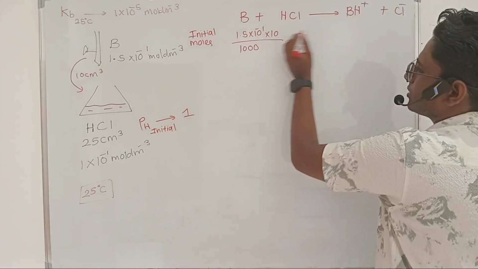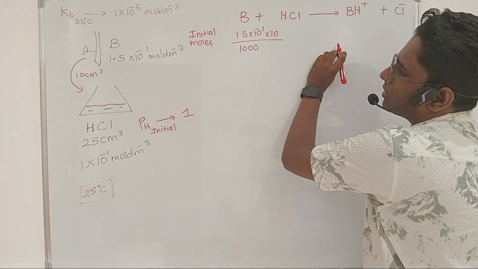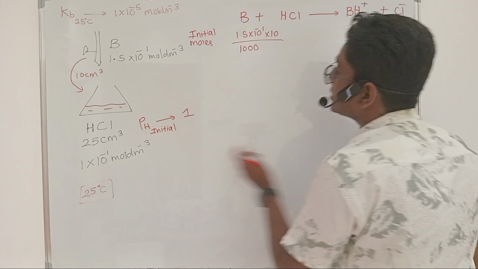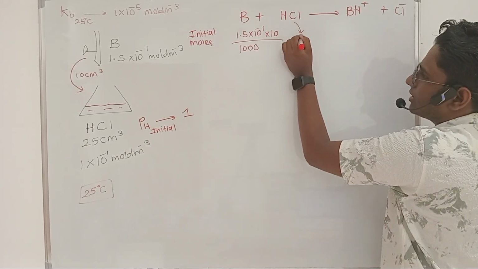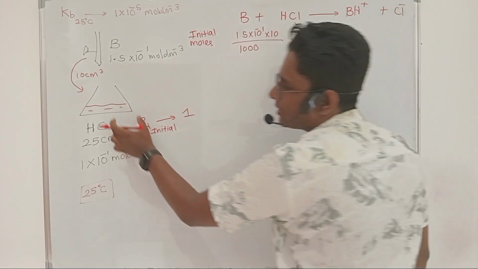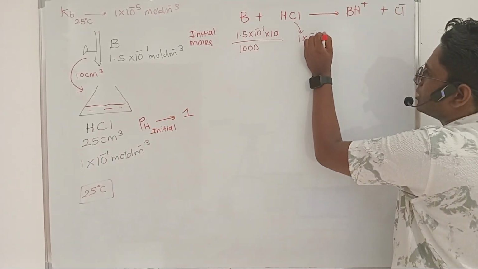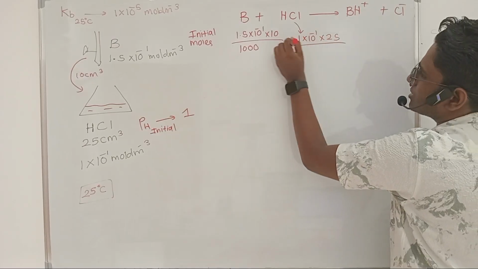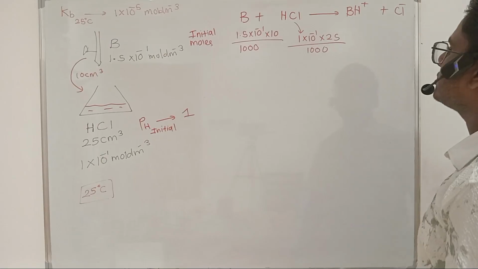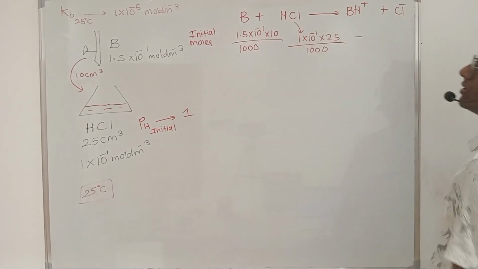What is the moles of HCl initially? The concentration has been given for HCl as 1 × 10^-1. The volume present in the titration flask is 25 cm³. To convert into dm³, I'll divide by 1000. Now what is the initial moles of BH+? That is 0.